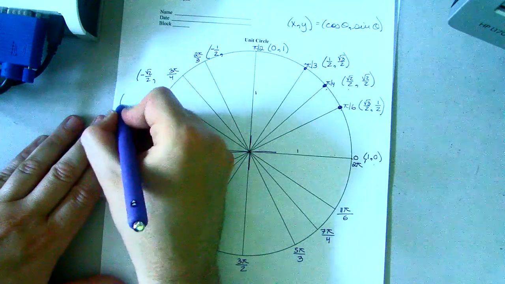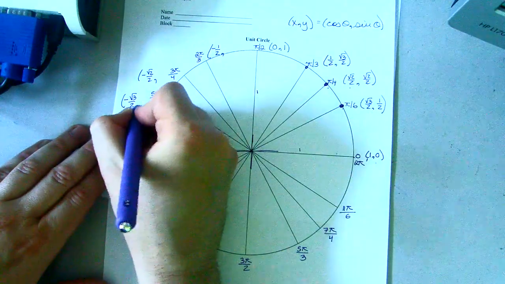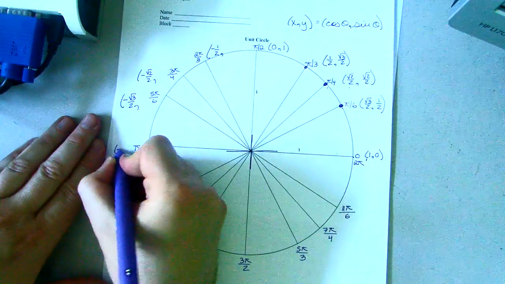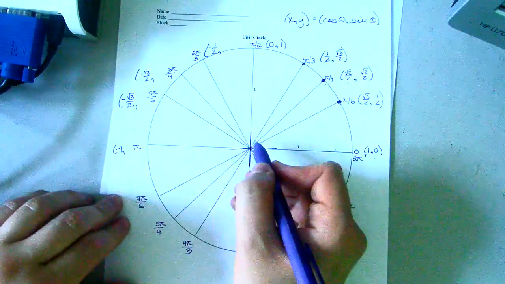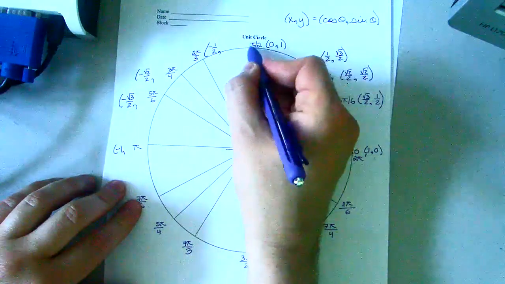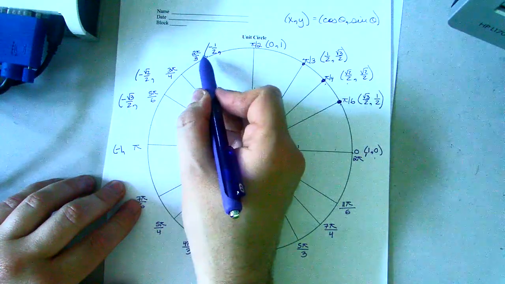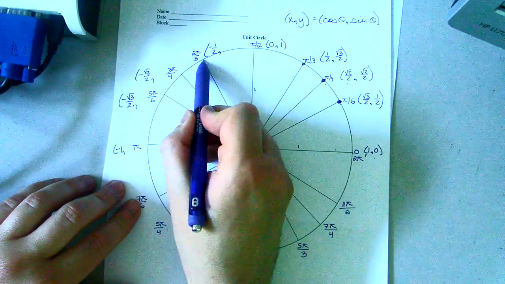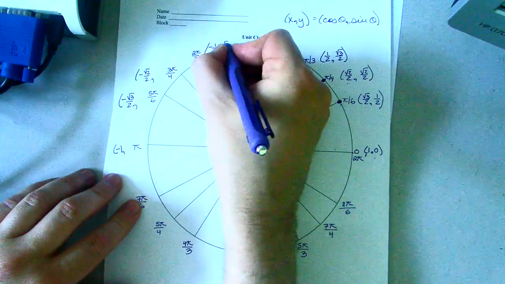5 pi over 6 is moving a little more than that. That would be negative root 3 over 2, comma something. And pi would be negative 1, comma something. Filling in the y coordinates, at pi over 2, my y coordinate is 1. At 2 pi over 3, actually, I don't even have to think about it that way. I can think of it a different way. At 2 pi over 3, my y coordinate is the same as my y coordinate over here. It's root 3 over 2.